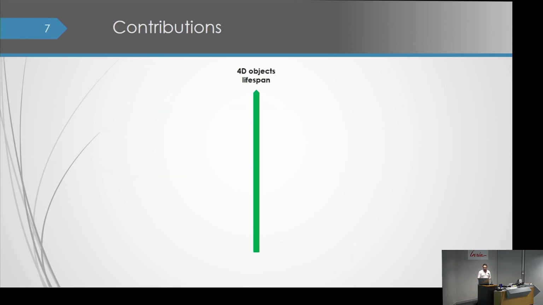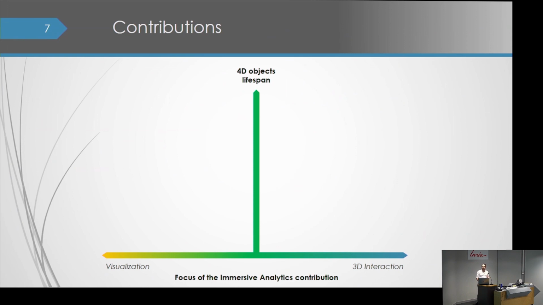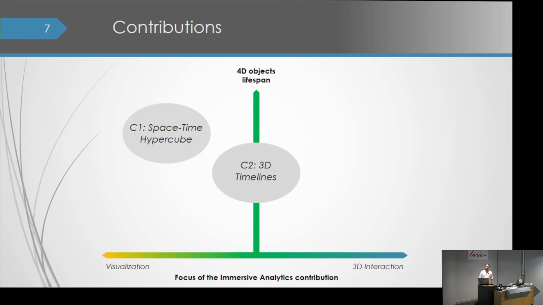So to summarize, our first axis will be around the duration of the lifespan of 4D objects, and the second axis will be the focus of the immersive analytics contribution, whether oriented toward visualization or 3D interaction. We propose on this two-axis graph 3 contributions. The first one will be the space-time hypercube, 3D timelines, and space and time selection that we will present along this presentation.